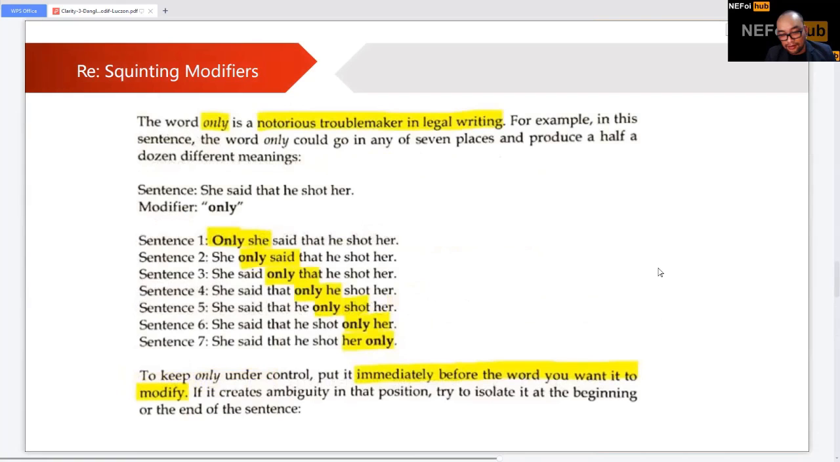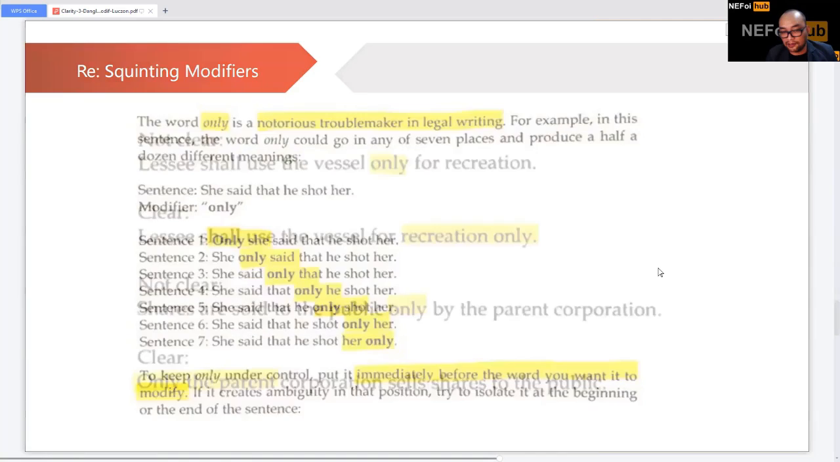Yeah, I have to admit it's quite confusing as well. Anyway, so another rule: if it creates ambiguity, meaning confusion, or is not clear, try to isolate it at the beginning or the end of the sentence. So you can put only at the beginning or at the end, if it's still not working the way it works in the first example.